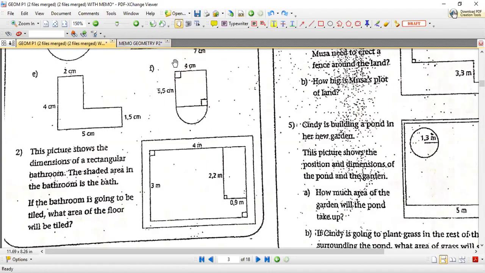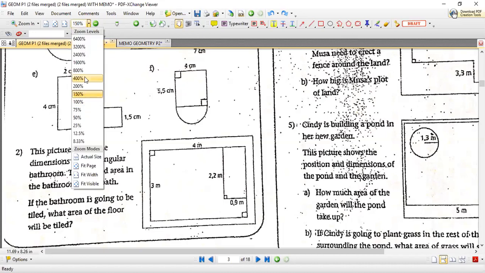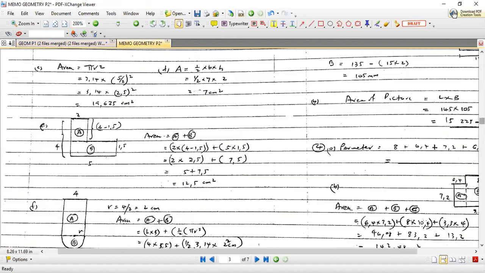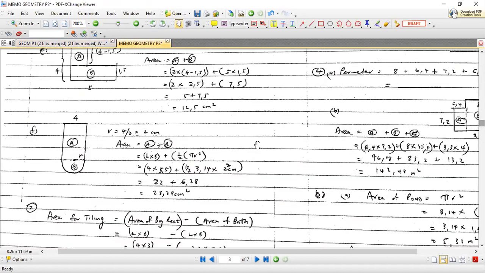But on closer inspection, if we look at the semicircle, we would see that the 4 centimeter transferred down onto this line here would become the diameter of that semicircle. Hence, the radius of this semicircle would be 2 centimeters. So as you can see how I proceeded to calculate the area of figure F.